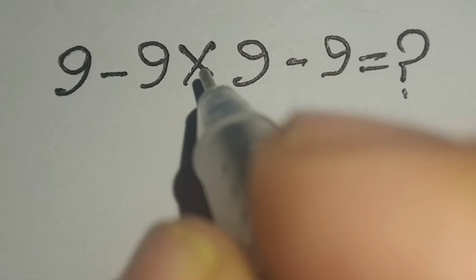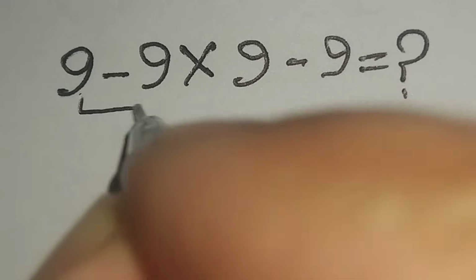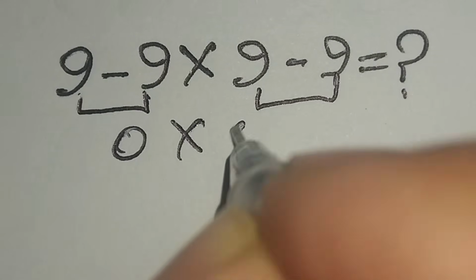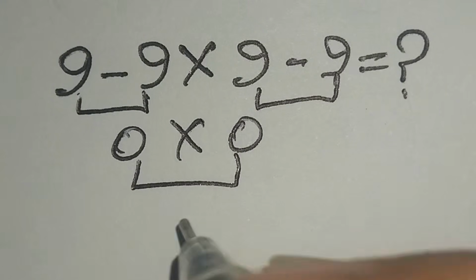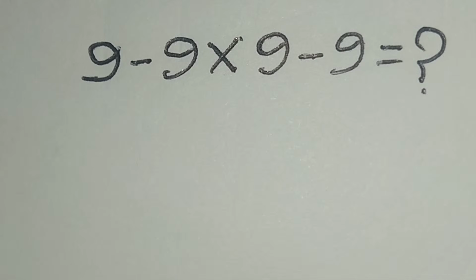9 minus 9 multiply 9 minus 9 equal what? Here 9 minus 9 gives us 0. Multiply this 9 minus 9 gives us 0. 0 times 0 gives us 0. But this answer is not correct. Now I will apply the PEMDAS rule to solve this math correctly.